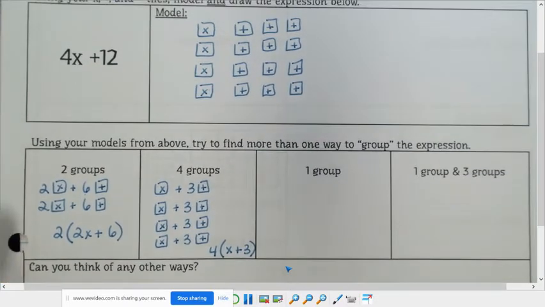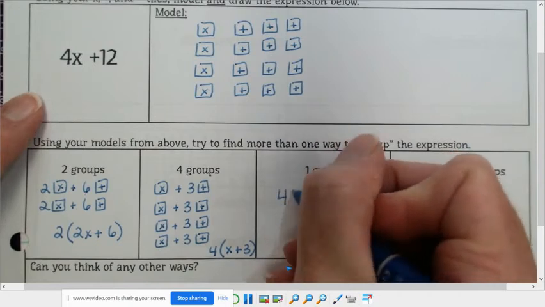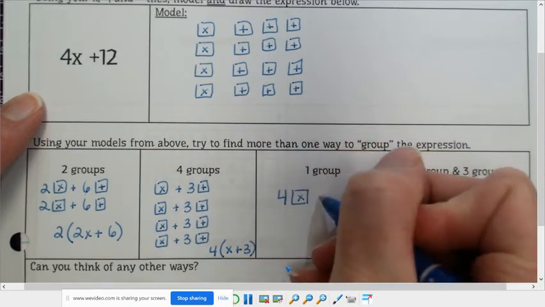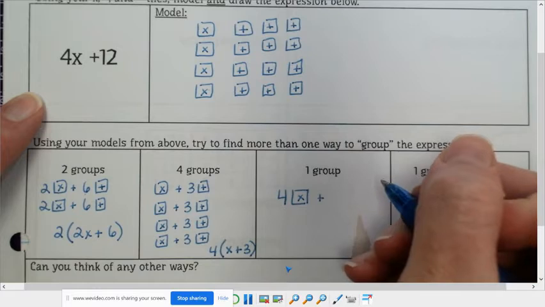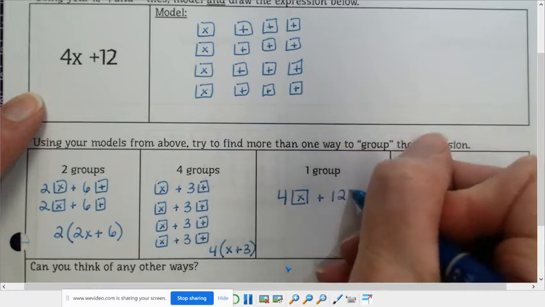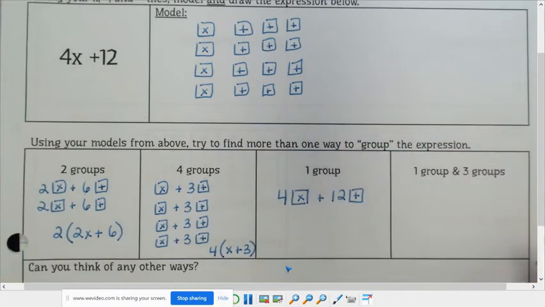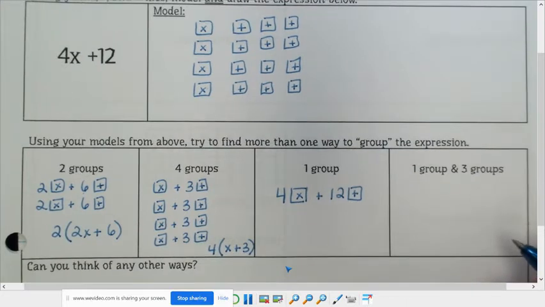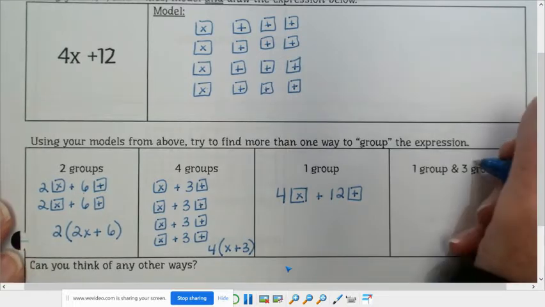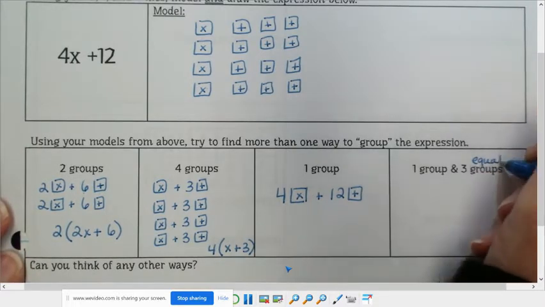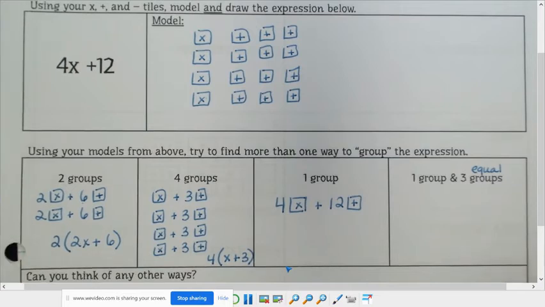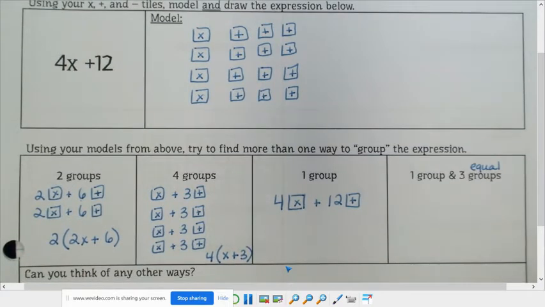One group, well, that's what I have here, so I can show it this way: 4 x's plus 12 of my pluses. Now I have to make one group and 3 other groups. Let's make these 3 other groups equal. So think about how I can make 3 equal groups, and then I'll just have a group of leftovers. Our groups don't always have to be equal. They can be, but they don't have to be.